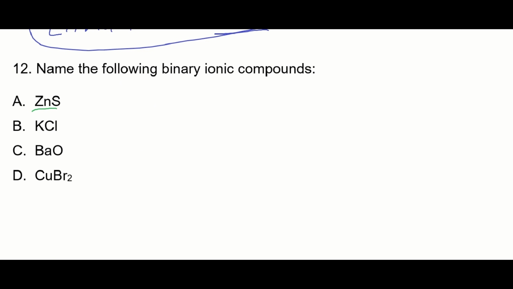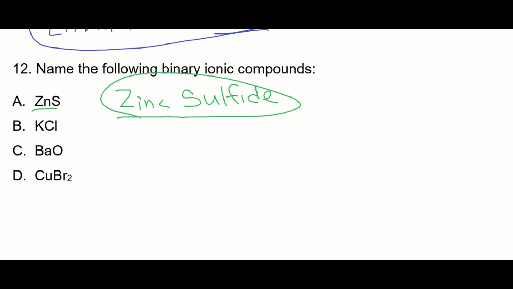Moving right along, naming some more ionic compounds. Zinc is a transition metal, but it only has one charge. So again, you don't need Roman numerals. You're just going to put the name of the metal, zinc, and then the name of the nonmetal, sulfur, but change that ending to an IDE, so sulfide. All right, much easier when you're naming, unless you've got transition metals with multiple charges.